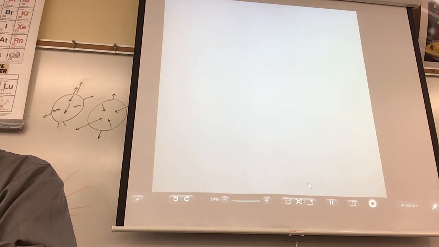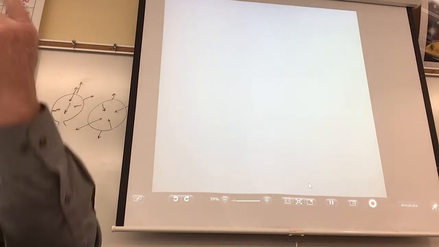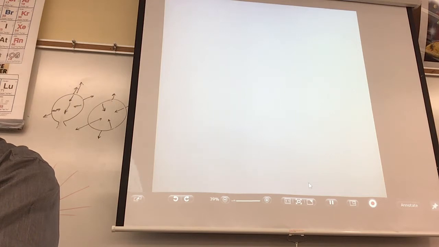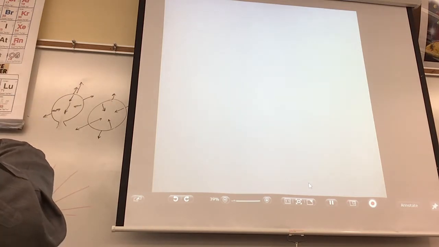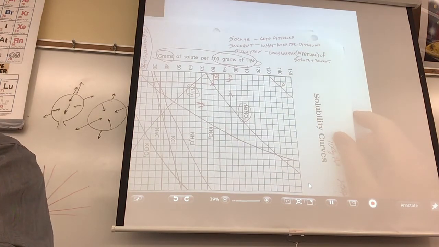We know, does everybody know the words solute, solvent, solution? Does everybody know the difference between those three words? Are you okay with that? All right, so let's say you know that difference. Solute is the stuff that gets dissolved, all right? And solvent is what? The stuff that does the dissolving.